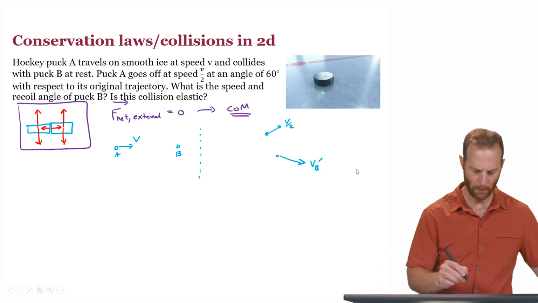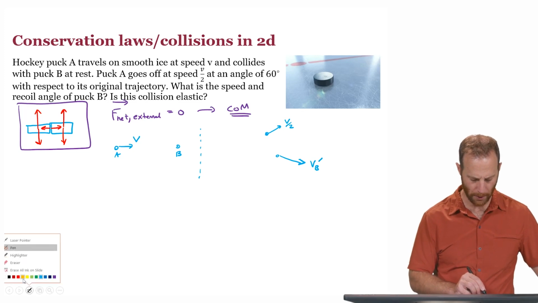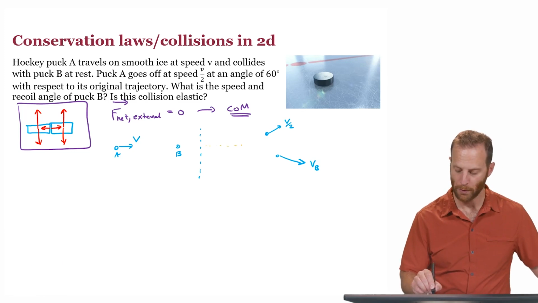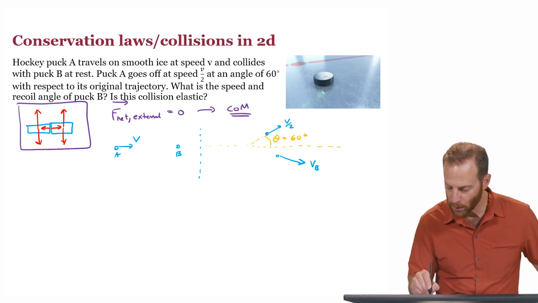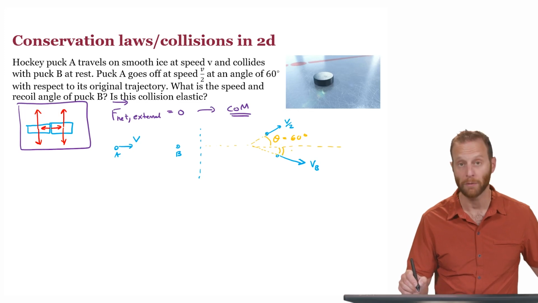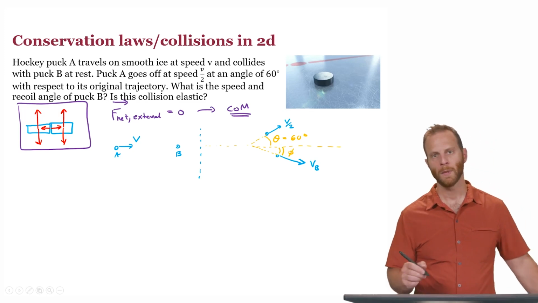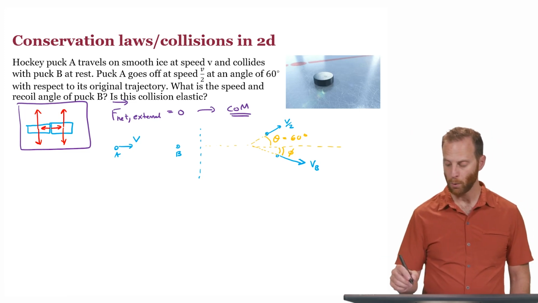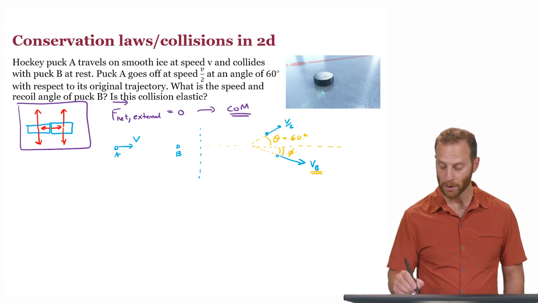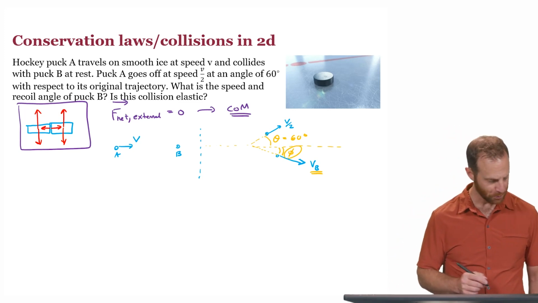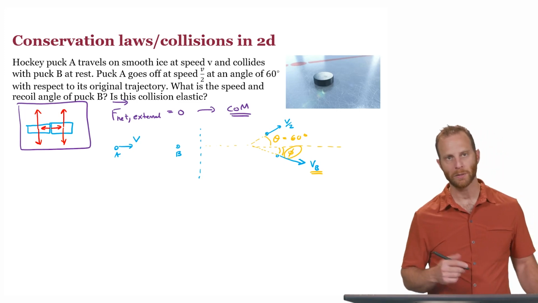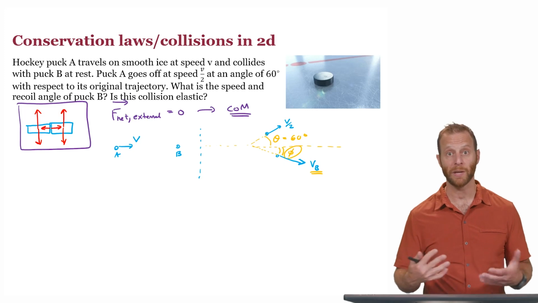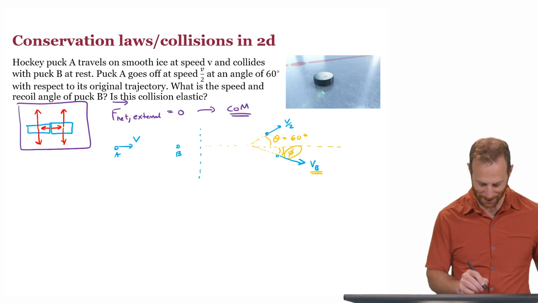To help our eye identify where the angles are, let me indicate what the original trajectory of puck A was and point out that it is this angle here, theta, which was 60 degrees. Meanwhile, this angle here is something we're going to try to figure out, and that is phi. So the two unknowns for us at the beginning here are the speed of puck B and the angle phi. We're going to try to use conservation of momentum to solve this problem. One last point is that these are hockey pucks. We'll assume that they have the same mass, and with any luck, we won't actually need it.